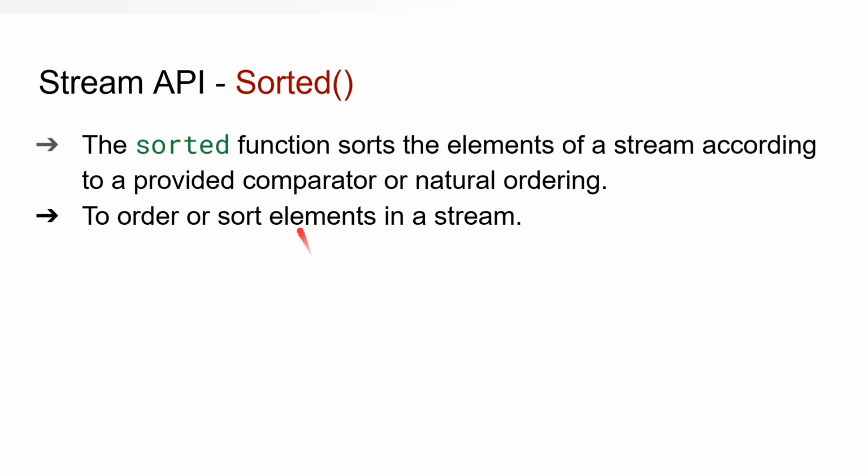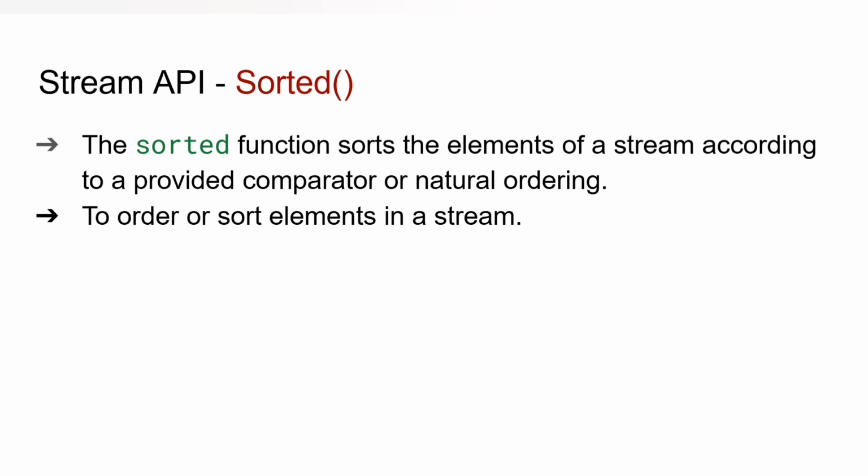In this video, we are going to learn about the sorted method in Stream API. So what is Stream API? Stream API is nothing but a sequence of objects that support various other methods to produce the desired result. We have seen some of the methods of Stream API already.